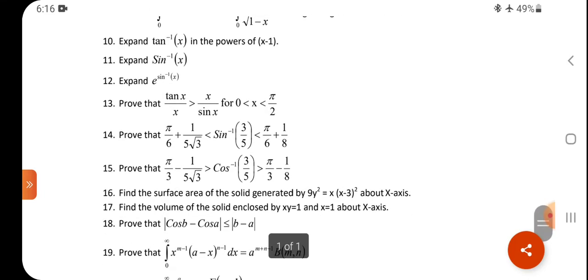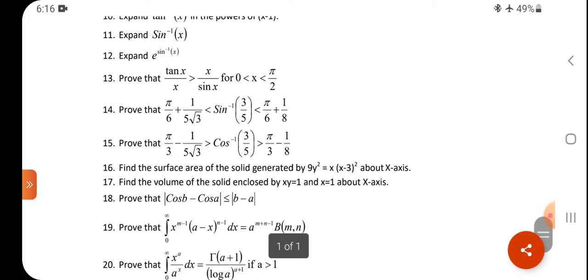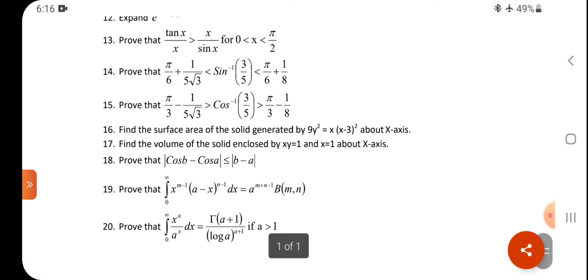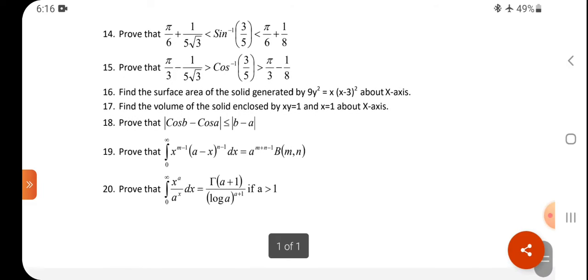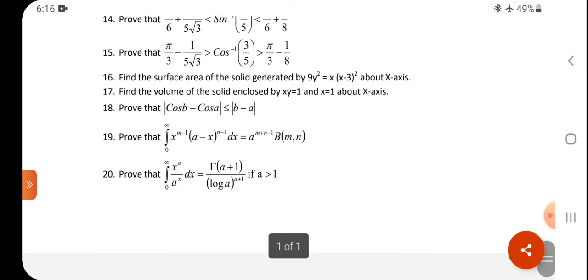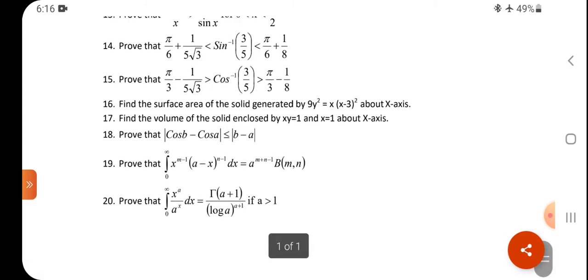13th, prove that a particular statement is given. 14th, a statement we need to prove. 15th, prove that. So whenever a particular statement is given, in order to prove, maximum you are using Lagrange principle. 16th, you are finding the surface area. And 17th, finding the volume of the solid. 18th, you are proving one particular statement. 19th, integral value. And 28th, an integral value in terms of gamma function.